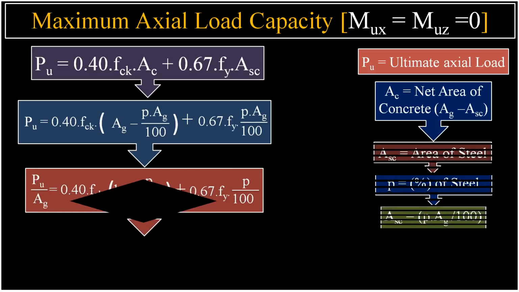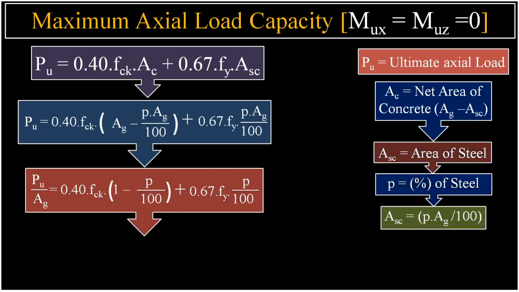Now focus on the variable P, known as percentage of steel, and follow the relation of P with AG. AG is nothing but the gross area of the concrete. AG equals B times D. We know, here B is the width of the beam in Z direction and D is the depth of the beam in X direction. To standardize the formula, we introduce P, the percentage of steel reinforcement.